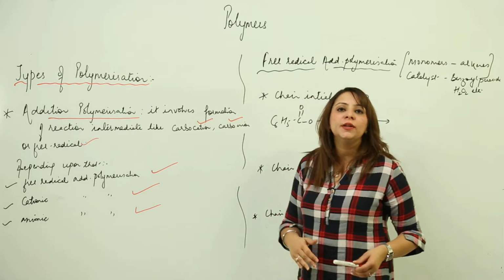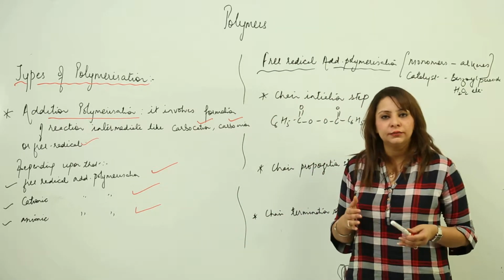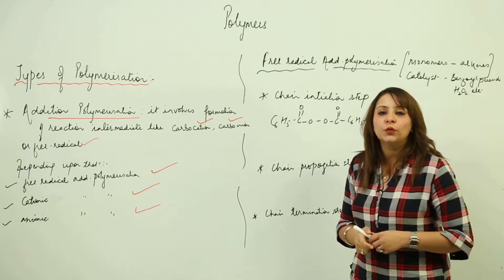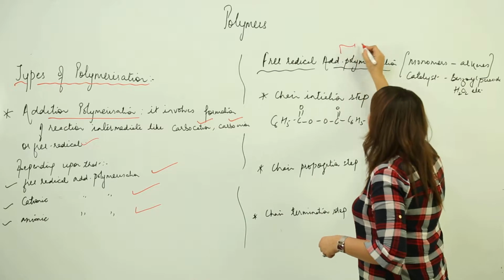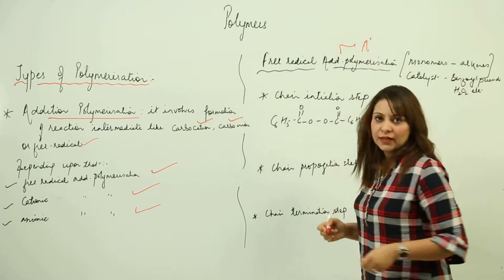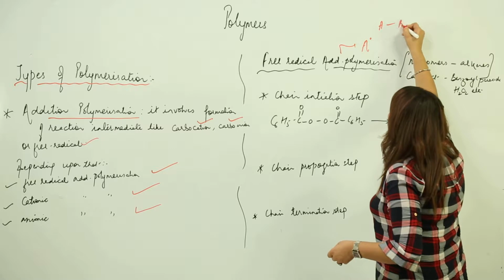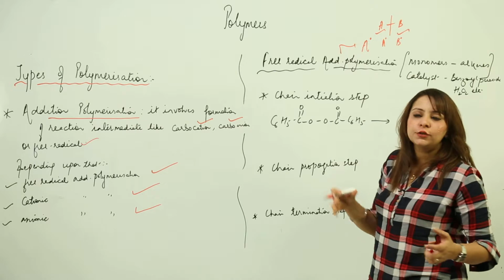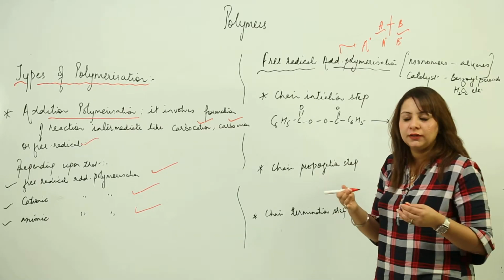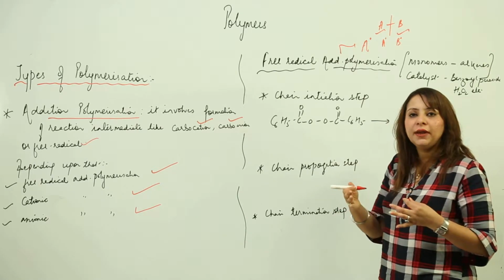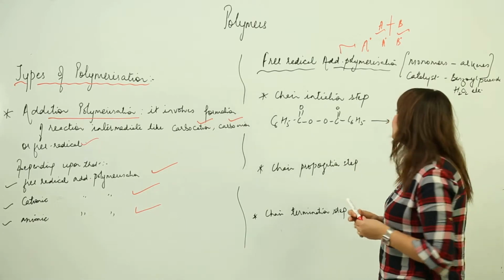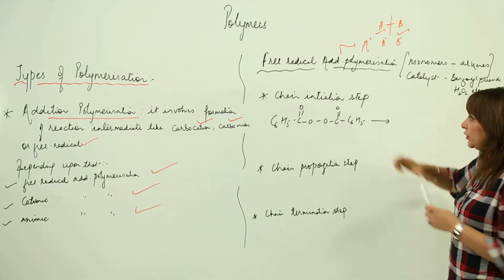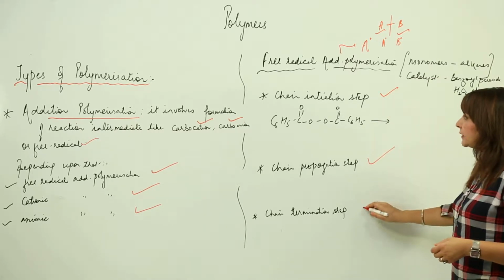Now first we are starting with the free radical addition polymerization mechanism. You must be knowing what a free radical is. A free radical is an atom which contains an unpaired electron, and it is formed as a result of homolytic fission, in which both the constituents take an equal share, distributing the shared pair equally among themselves. The free radical mechanism involves 3 steps: chain initiation, propagation and termination.